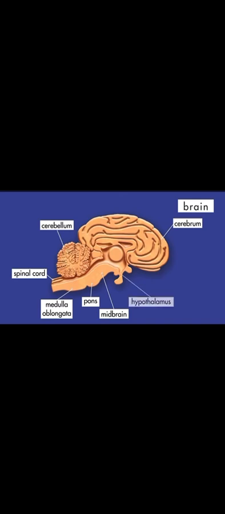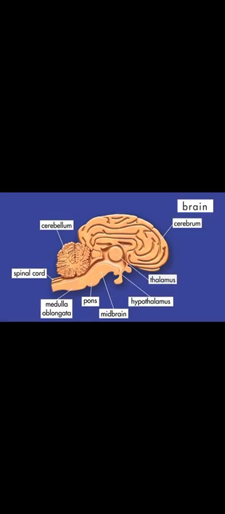A pig's brain is very similar to a human brain, and it has many parts. These parts include the cerebrum, cerebellum, medulla oblongata, pons, midbrain, hypothalamus, and the thalamus. Each and every part of the brain has different functions, but the brain's main job is to collect data from our environment using our five senses and formulate a response. The brain is the main part of the nervous system, and together, the brain and spine make up the central nervous system, or the CNS.